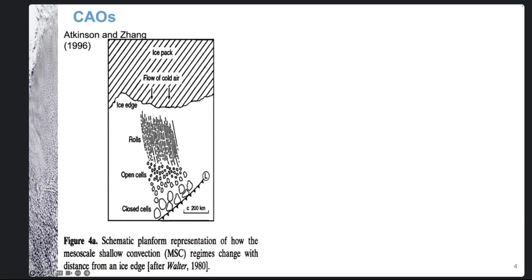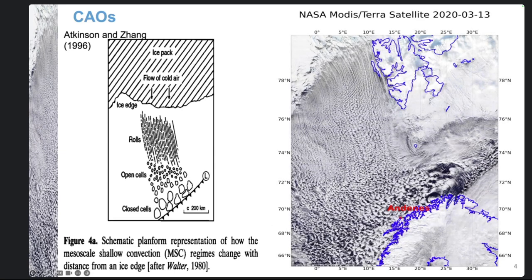Going back to the previous studies, they already found that during cold-air outbreaks, the boundary layer clouds can have specific patterns. At the very beginning, the cold air originates from sea ice and blows over the relatively warm ocean. First, they have cloud streets, or rolls. They have open cells. They have closed cells. They are all mesoscale cloud structures.